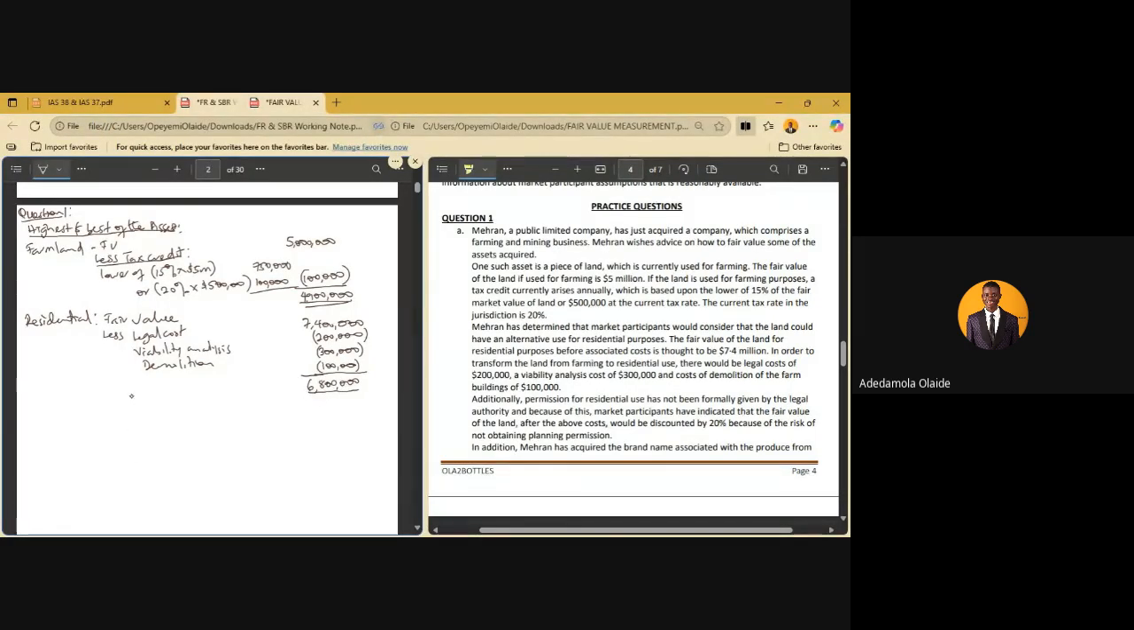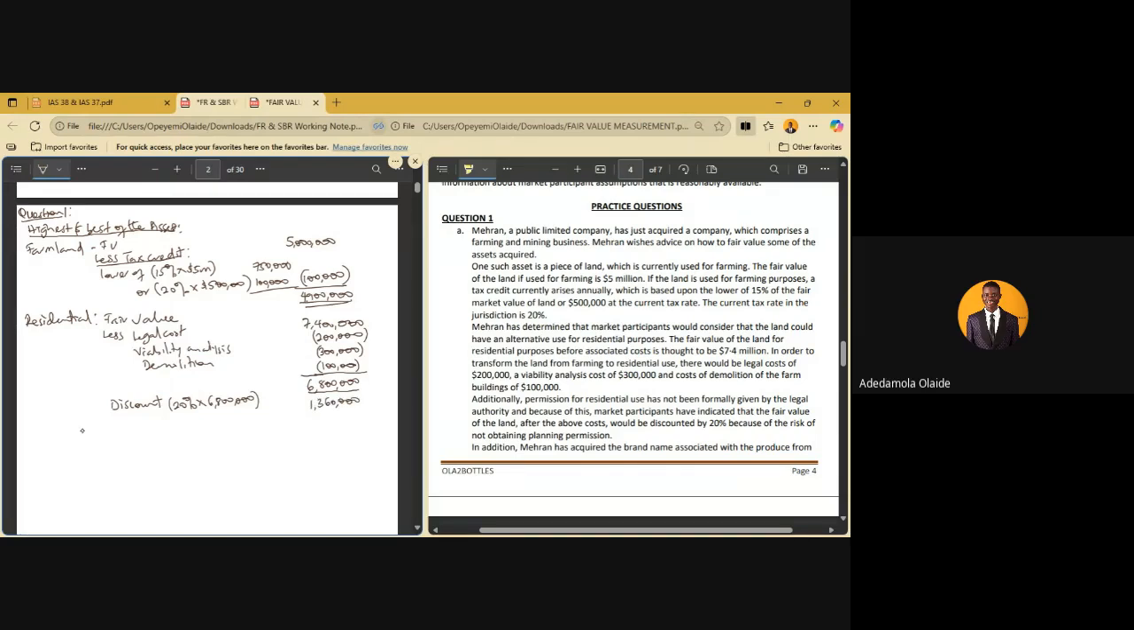So the discount on the land value will be what? 20% of 6,800,000. What do we have as 20% of 6.8 million? That's 1,360,000.